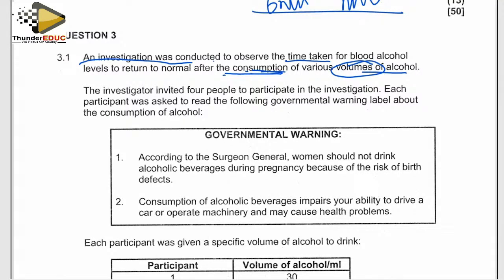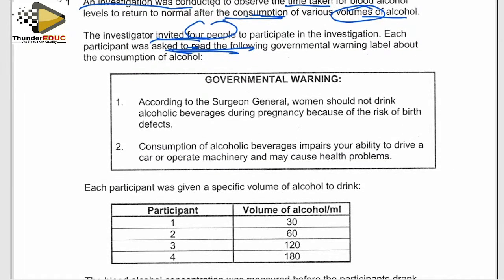The investigator invited 4 people to participate. This is a preparation phase. He invites those people; it's not by force that they participate in the investigation. Each participant was asked to read the governmental warning label about the consumption of alcohol. This is also preparation.